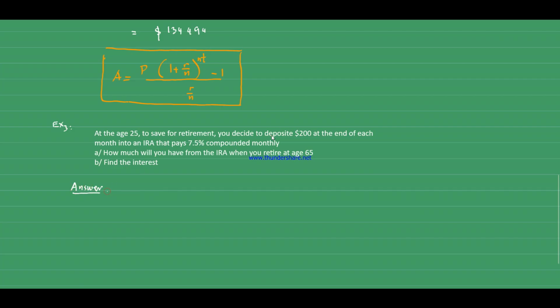All right. So we know it's compounded monthly, so we just go ahead and plug them in. It will be $200 times (1 plus 0.075 over monthly, which is 12) raised to 12 times 40. We go from 25 to 65, so 40 years of investment. That's a lot. Minus 1, divided by 0.075 over 12.